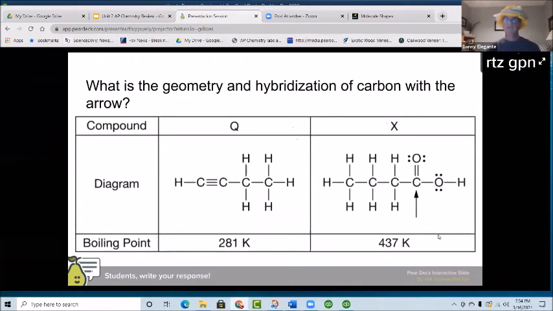A double bond is made up of 1 sigma and 1 pi. So anytime you have additional bonds, like a double or a triple bond, anything over a single bond is going to start adding in pi bonds.